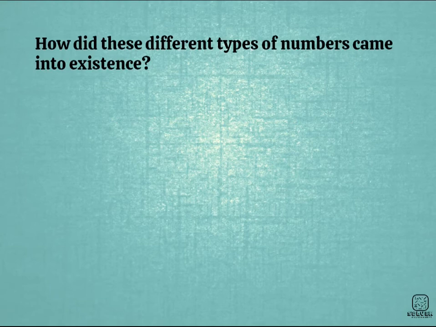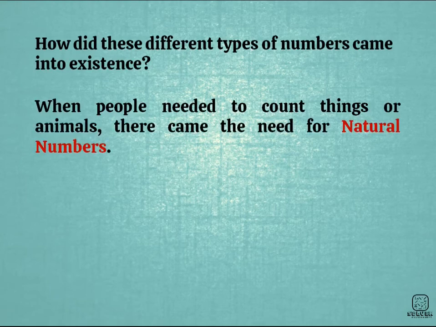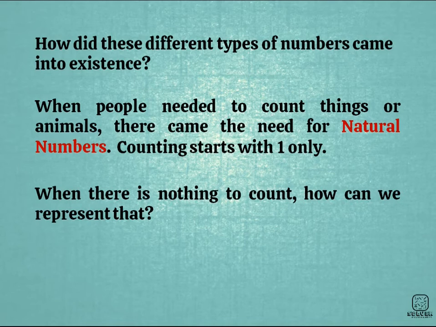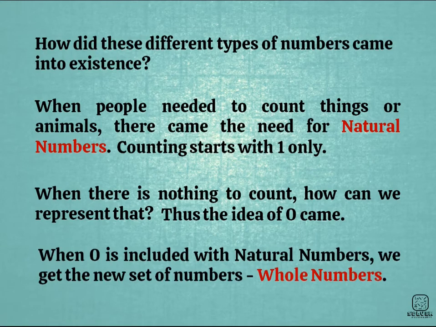How did these different types of numbers come into existence? When people needed to count things or animals, there came the need for natural numbers. And counting starts with 1 only. So natural numbers are 1, 2, 3, 4, etc. When there is nothing to count, how can we represent that? Thus, the idea of 0 came. When 0 is included with natural numbers, we get the new set of numbers, that is whole numbers.